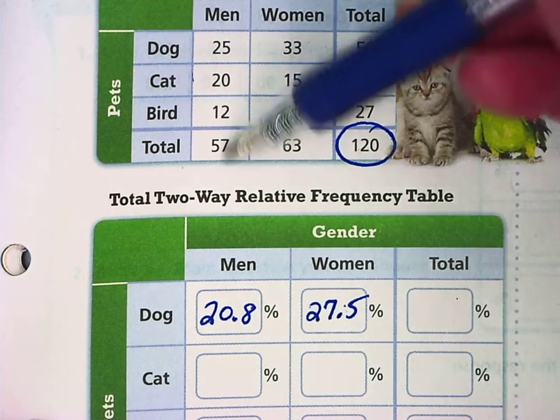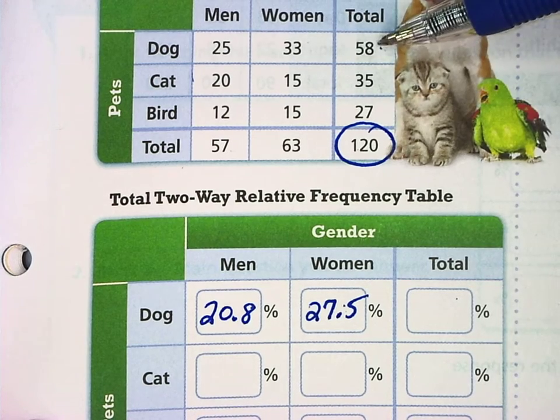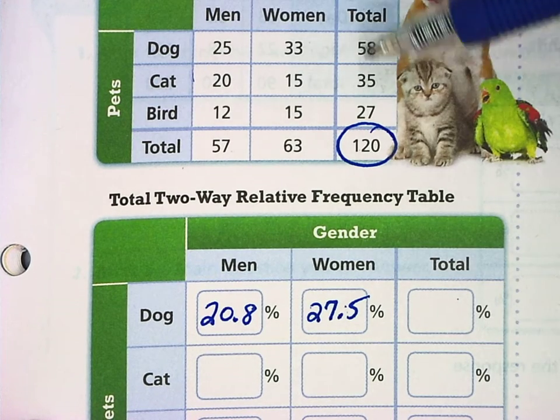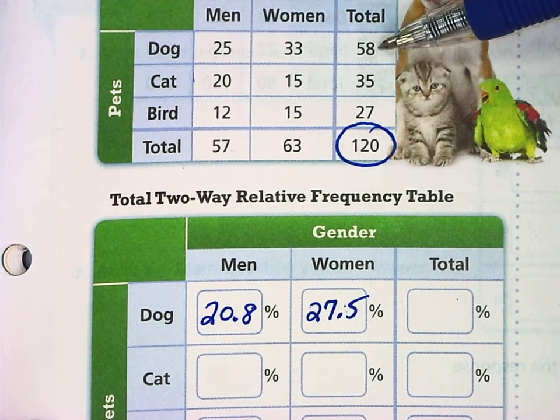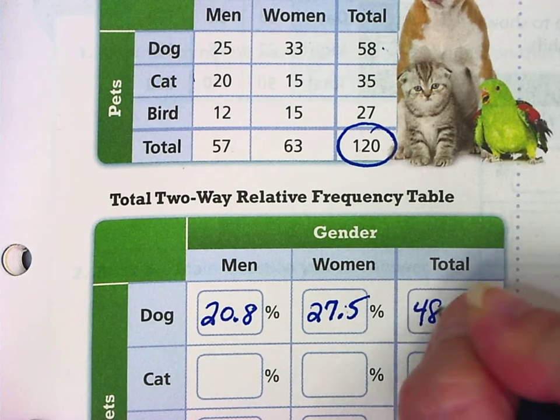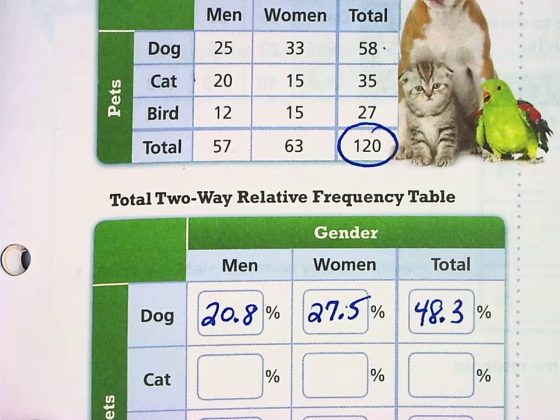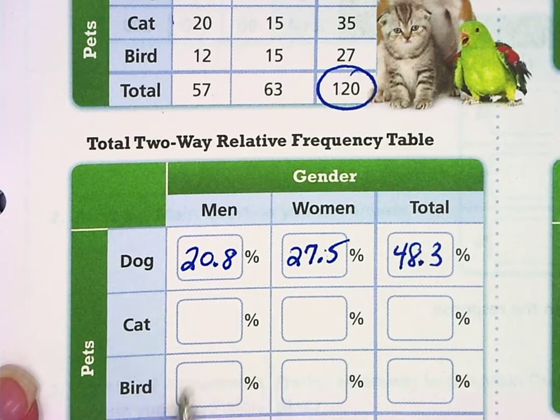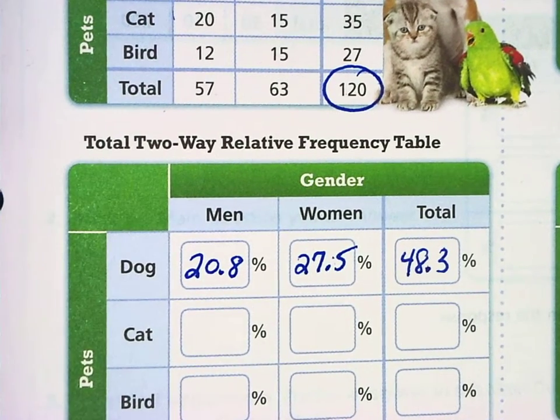Every single one of these numbers gets divided by 120 because that's what it said in the directions, with respect to 120 people. 58 divided by 120. Move the decimal 2 to the right and round, 48.3. Okay, and then to complete this, you would absolutely keep going on that. Everything divided by 120.